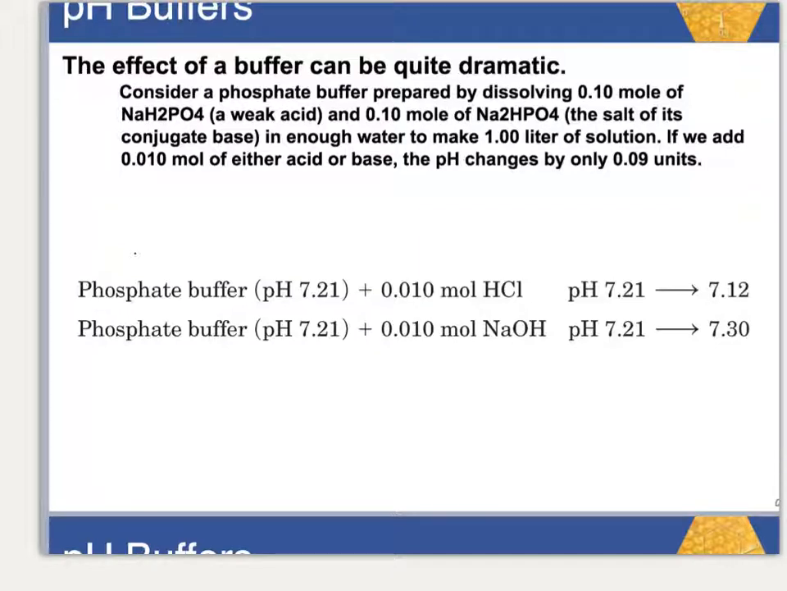So let's say that my pH of the buffer system is 7.21. If I add 0.01 moles of HCl, my pH is now going to be 7.12. You can see that it decreases by 0.09. And if I add 0.01 moles of NaOH, it's going to go to 7.30. So very little change in pH when we add an acid or a base.